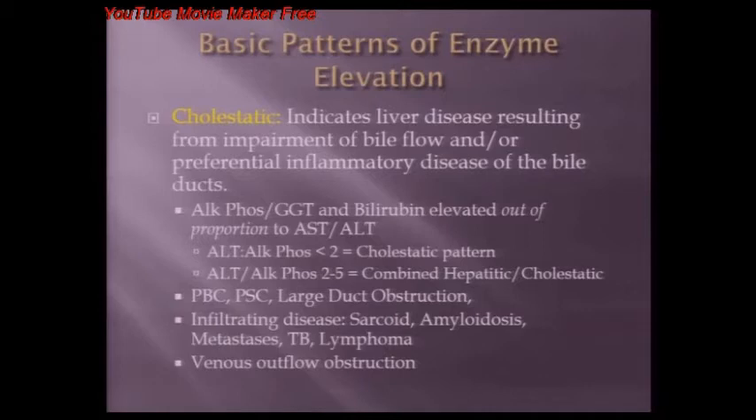And also, a bit of a zebra, venous outflow obstruction, such as in Budd-Chiari syndrome, where you've got a blockage of the large hepatic vein that drains the liver. If that's blocked, you can get a cholestatic pattern. So keep those exceptions in mind. Okay.